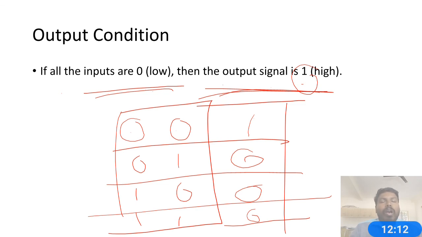Clear? You have to remember the output condition for the NOR gate. What is the output condition? If all the inputs are 0, then the output signal will be 1. Dear students, this is a purely concept oriented topic. You need not mug up anything. You have to understand the concept very clearly, then you can answer very easily. So don't try to mug up this chapter, because it is purely concept oriented.